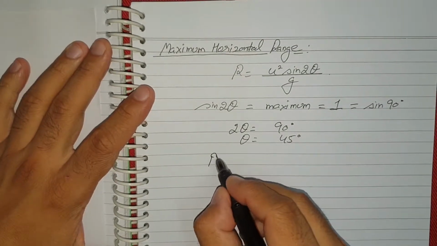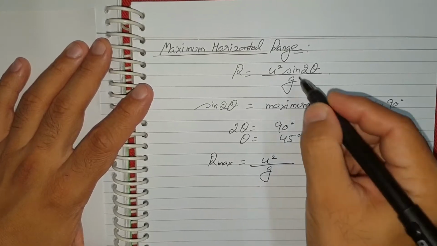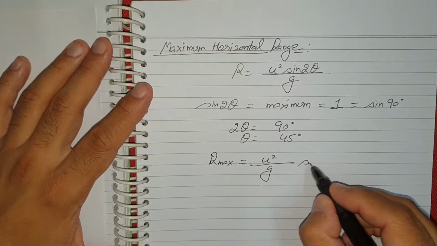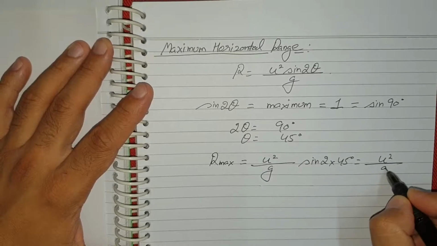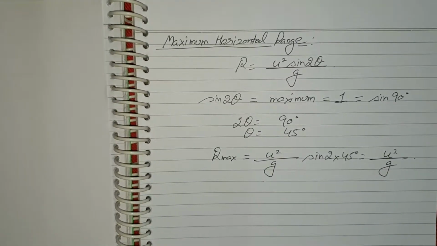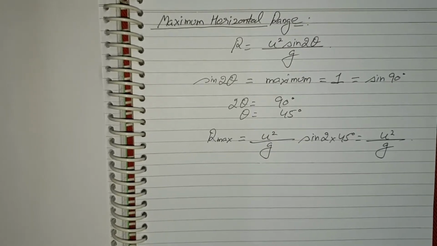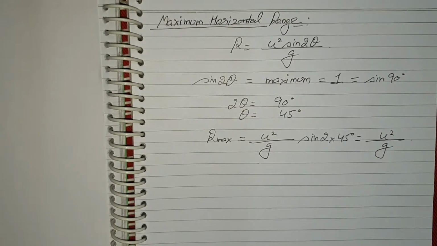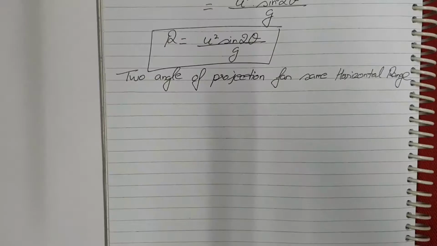So R max is what? It is u square by g, because sin 2 into 45 is sin 90 degrees, which is 1, so R max is equal to u square by g. Hence, to achieve the maximum horizontal range, the object should be projected at an angle of 45 degrees with the horizontal direction. And this concept is actually used by athletes. Athletes use it in long jumps, javelin throws, and also cricket ball throws.